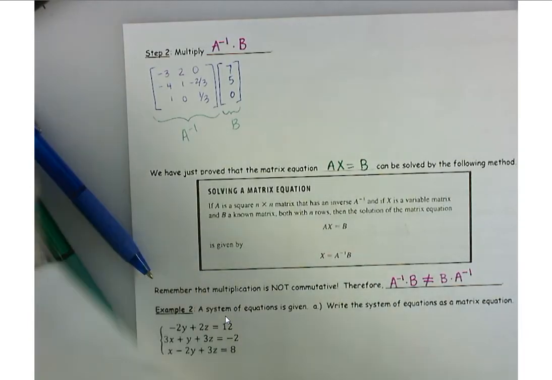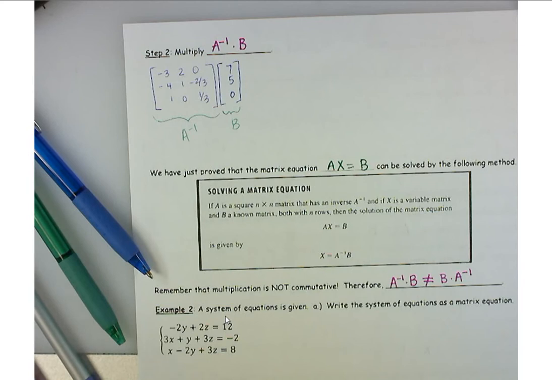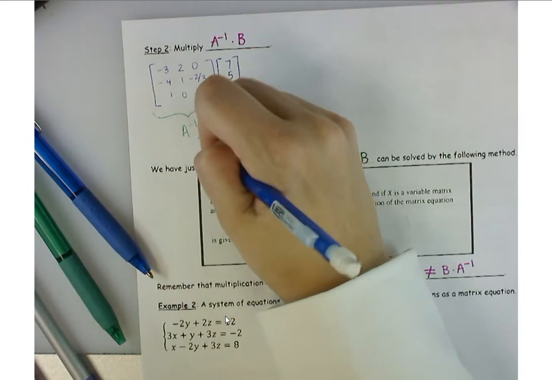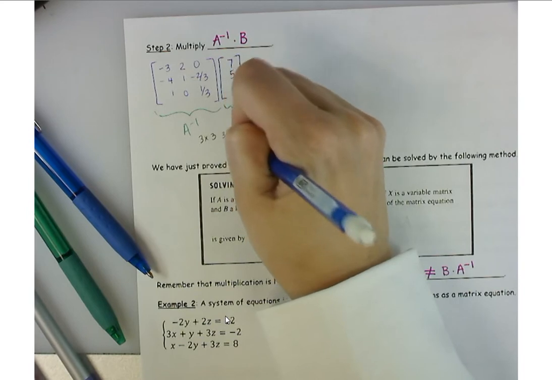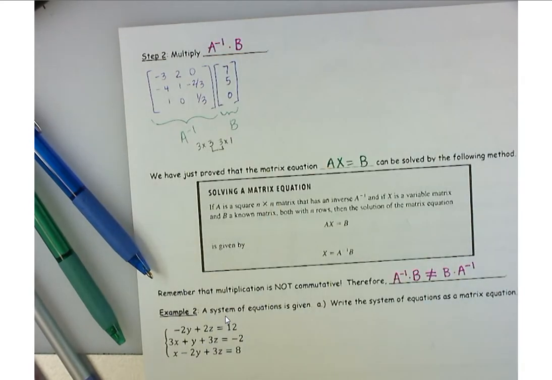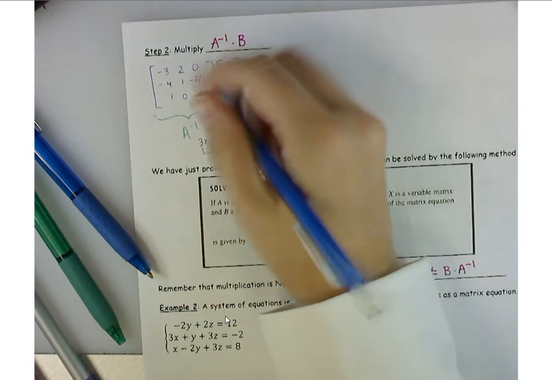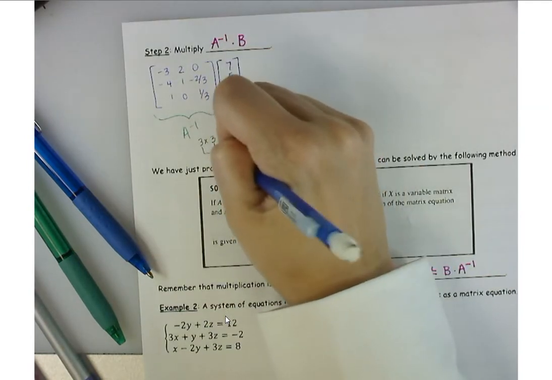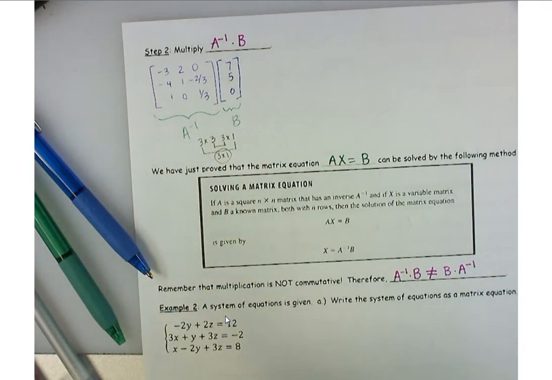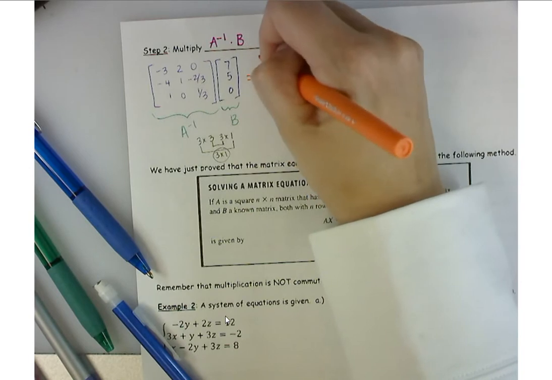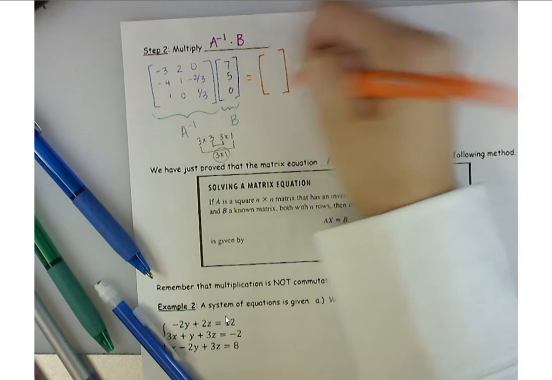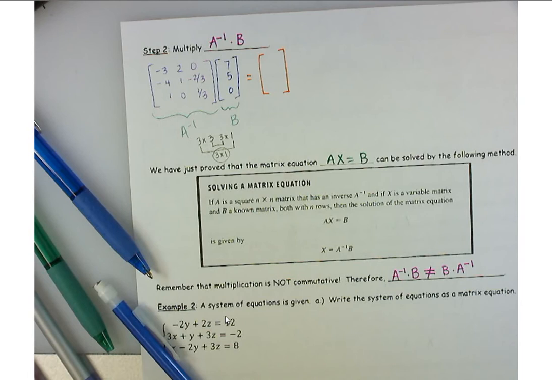Good. Okay, so the first thing we want to do is make sure they're compatible. So this is a 3 by 3. This is a 3 by 1. So, yep, those are going to match. And then what's our result going to be? A 3 by 1 matrix. Okay, so that means my final answer is going to be a 3 by 1. Alright, so then let's start multiplying.